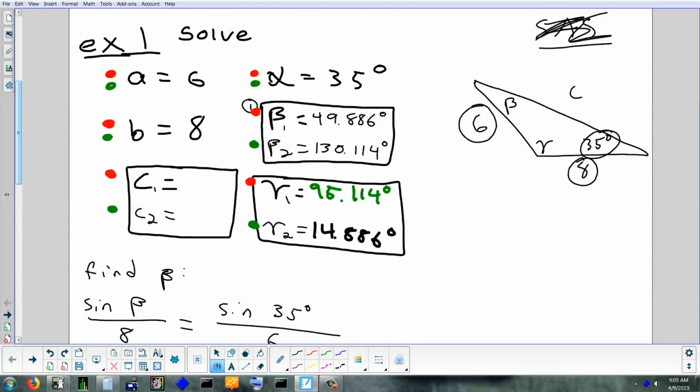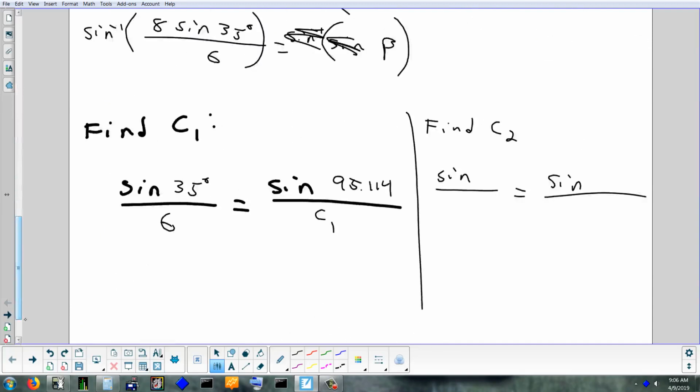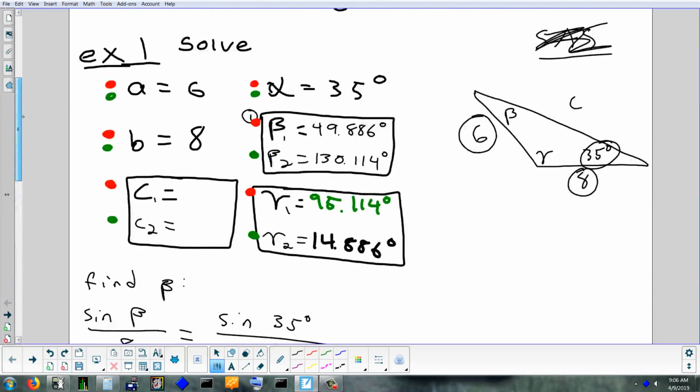Which row do you think we should use? Do you know what we're solving for? All right, can someone remind me, what are we solving for? C2. Okay, so we're finding C2. Setting it up. So what row should I use to find C2?